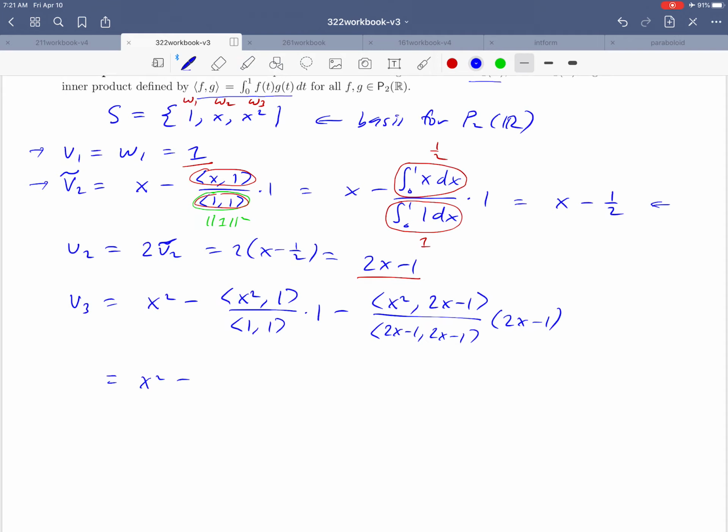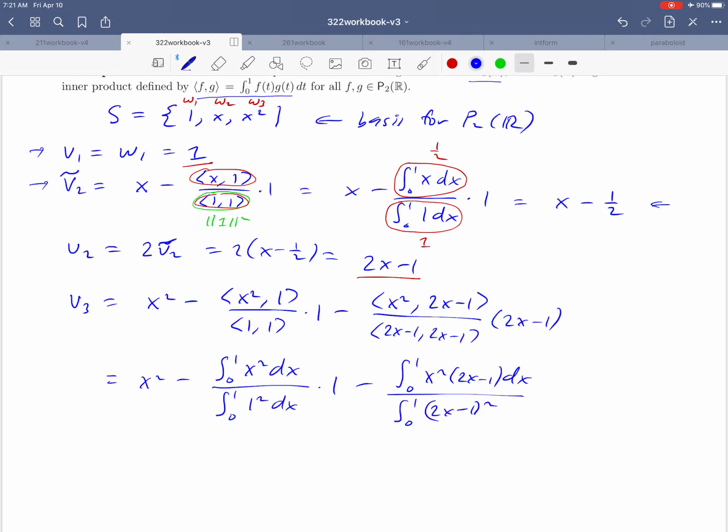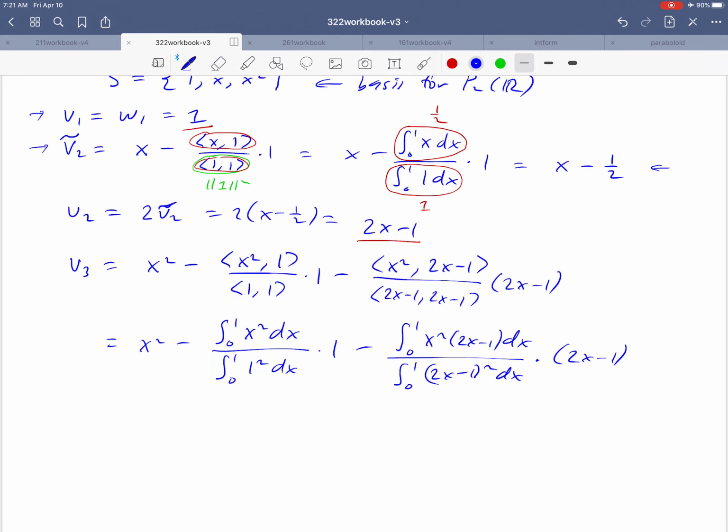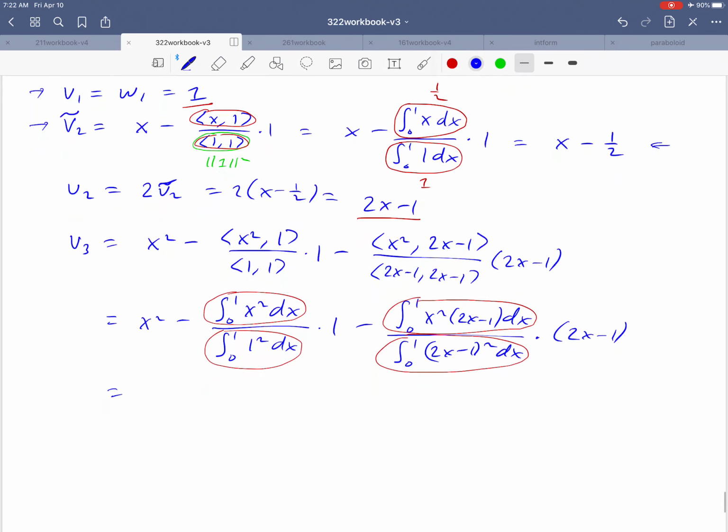And then we remember that all of these inner products are just integrals. So we're going to get the integral from 0 to 1 of x squared in the top, the integral from 0 to 1 of 1 squared in the bottom, times 1. Okay, and then over here, integral from 0 to 1 of x squared times 2x minus 1, over the integral from 0 to 1 of 2x minus 1 squared, all of that times 2x minus 1. Okay, and then you would need to calculate these 4 integrals. And again, I'm trusting that you can do that. You'd be welcome to use a calculator or Mathematica if you wanted to.